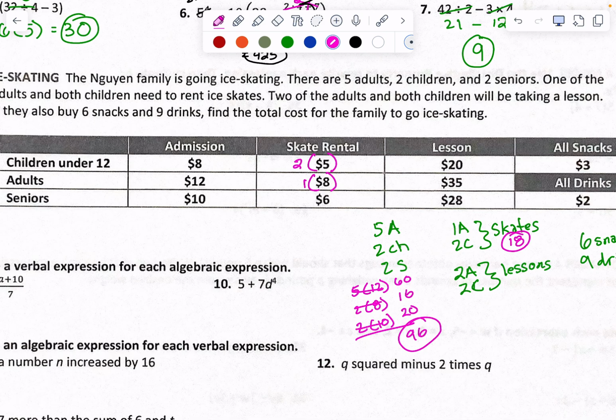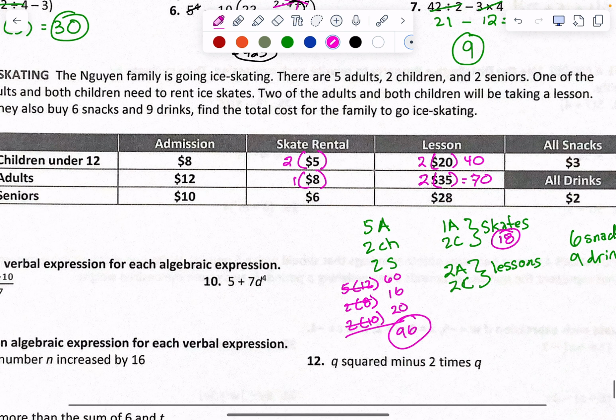Lessons will end up being 2 adults. So 2 times 35 is 70. And 2 children would be 40. So 40 and 70 is 110.